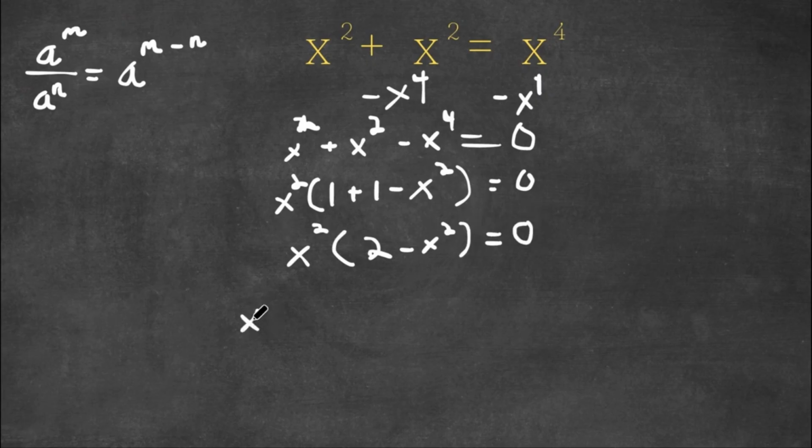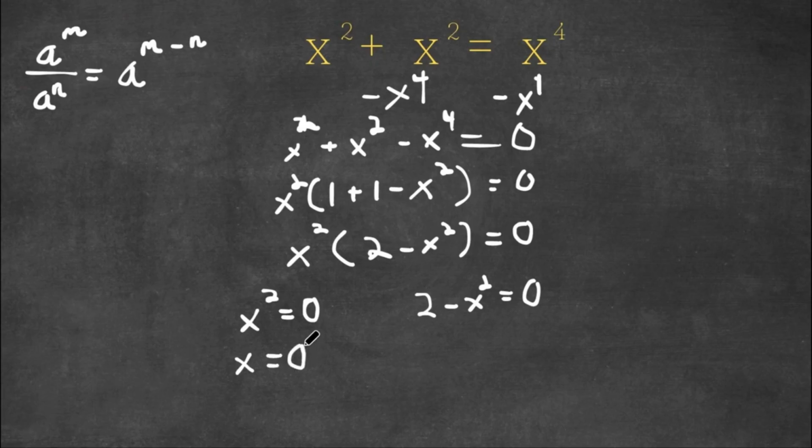And now this gives us two equations. Our first equation is x squared is equal to 0. And our second equation is 2 minus x squared is equal to 0. Now for x squared equals 0, well, this is simple. The only number that when squared equals 0 is simply 0. So for this, we have x is equal to 0.